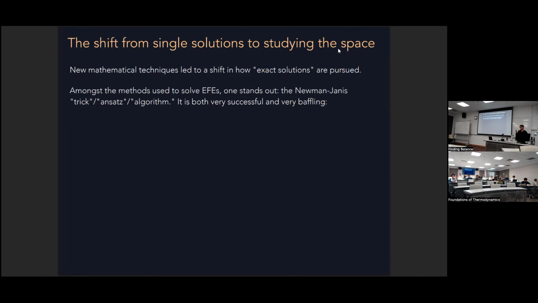Okay, so what I want to argue here is that we're seeing a shift where new mathematical techniques are definitely shifting how people are thinking about and pursuing exact solutions. The example I want to highlight is one that has been called successful, but also remains pretty baffling to this day why it works. I want to present this as an example of one of the tricks being used to generate new exact solutions. It's the Newman-Janis, sometimes called trick, sometimes called ansatz, sometimes called algorithm.